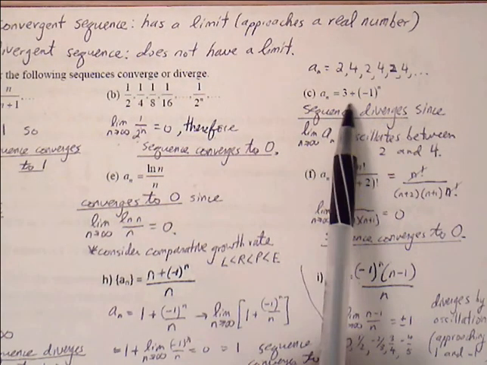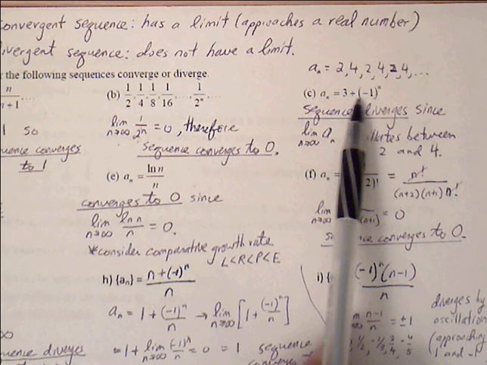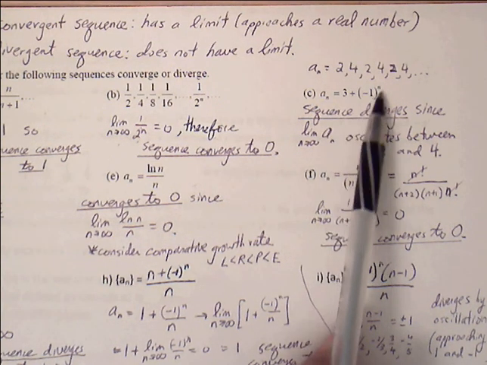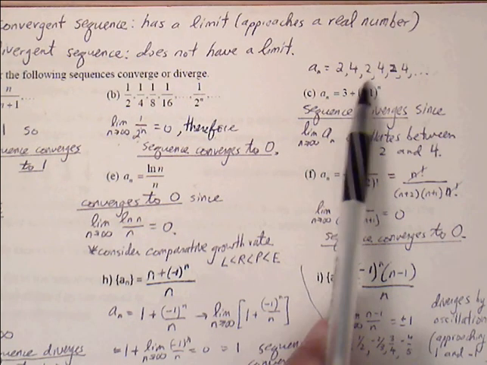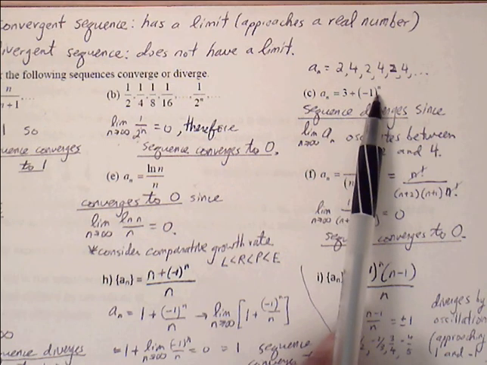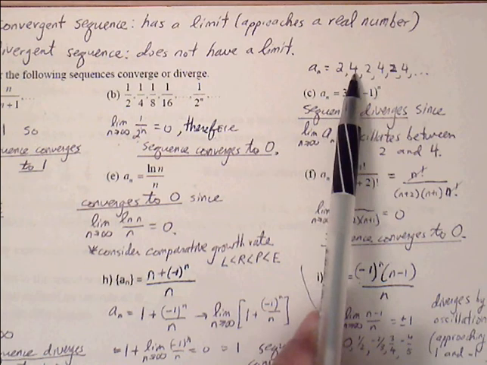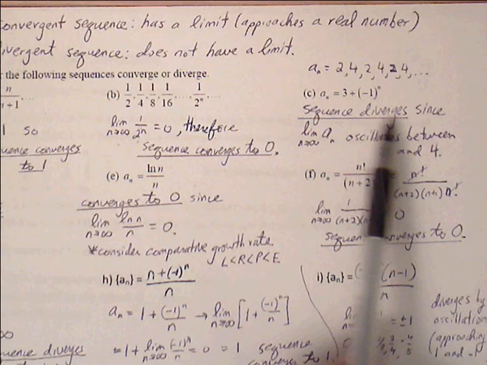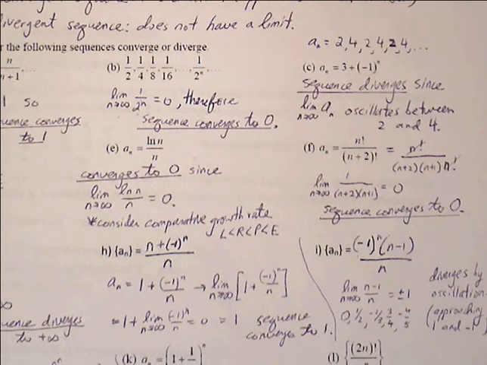Here, 3 plus negative 1 to the nth. If we replace n with 1, this will make this a negative 1. So 3 minus 1 is 2. And if I plug 2 here, that will force this negative 1 to the n to be a positive 1. So 3 plus 1 is 4. And then it goes back to a negative value, which is 3 minus 1, which is 2. So the sequence is just going to go back and forth between 2, 4, 2, 4, 2, 4. So our sequence will diverge since the sequence oscillates between 2 and 4.